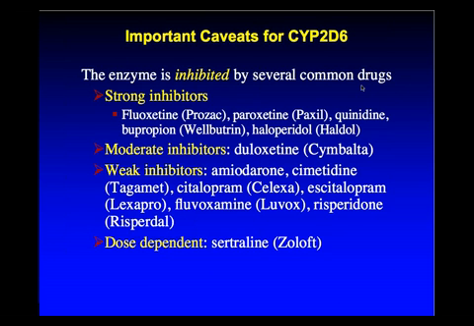Moderate inhibitors are drugs like Cymbalta. Weak inhibitors are Tagamet, Celexa, Lexapro, and Luvox, and maybe even risperidone or Risperdal as an antipsychotic. Dose-dependent just means that at the lower dosages of Zoloft, maybe 25 or 50 milligrams, you're not going to see 2D6 inhibition. But if you go to the higher dosage level of 200 milligrams, you're going to see that.